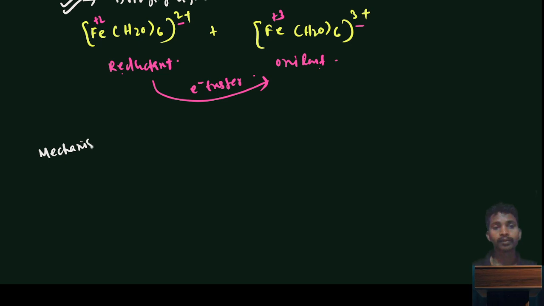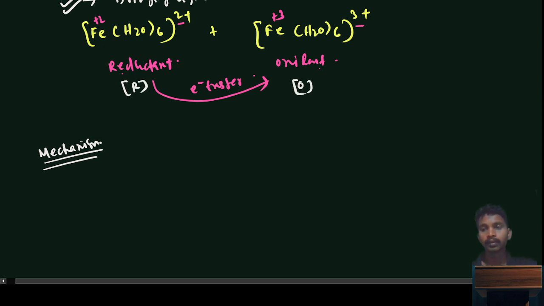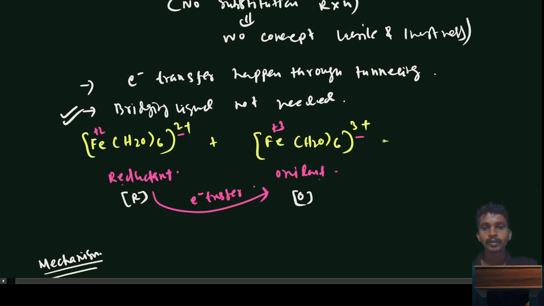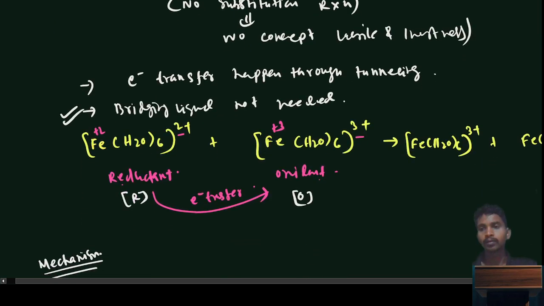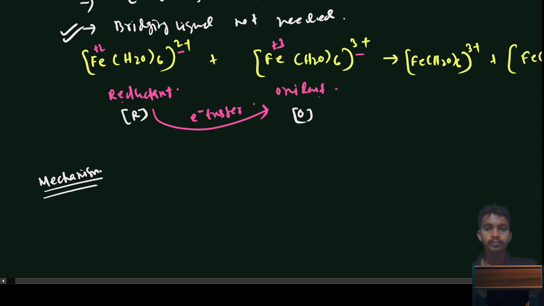What does the mechanism say? Here we see the reductant, let's say I am taking the shortcut R for the reductant, and this is the oxidant, O. If the reaction happens, electron transfer occurs, and this becomes H2O6 3+ and this becomes H2O6 2+. These mechanisms happen through tunneling. So what will the general mechanism look like?